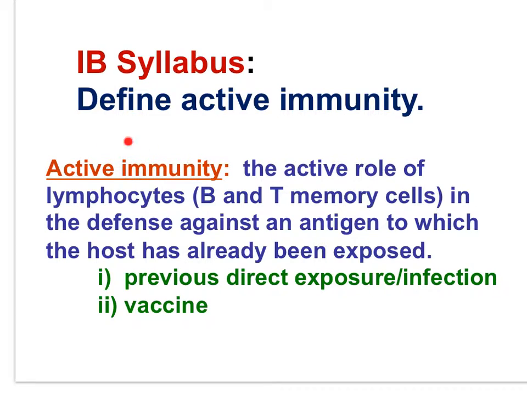So active immunity is the active role of lymphocytes, B and T memory cells, in the defense against an antigen, a pathogen, to which the host has already been exposed through either previous direct exposure, in other words, an infection, or from a vaccine. Again, it is the active role of the B and T memory cells in providing immunity based on a previous direct exposure or a vaccine.